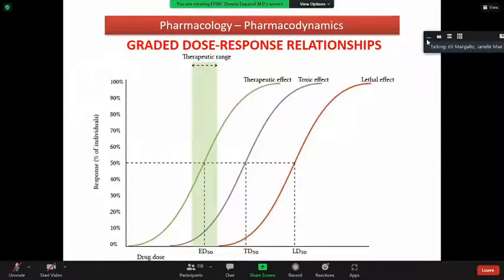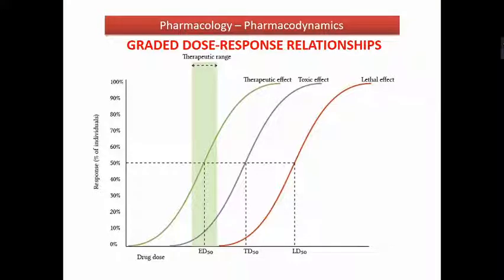Okay. Thank you. Another important term under pharmacodynamics in relation to drug action is the graded dose-response relationship. Right? When you increase the dose of the drug, you expect an increase also in the response. Correct? Yes, you expect an increase in the response when you increase the dose of the drug given to the patient.